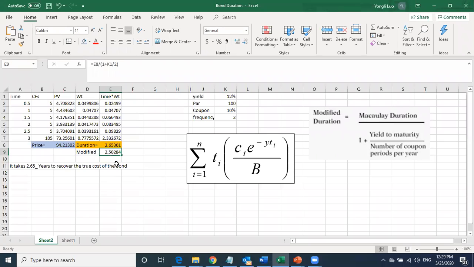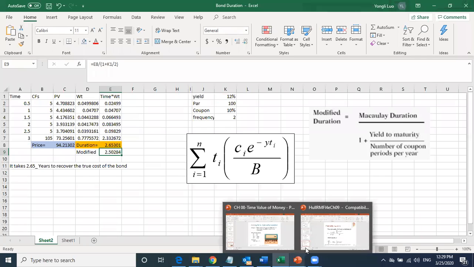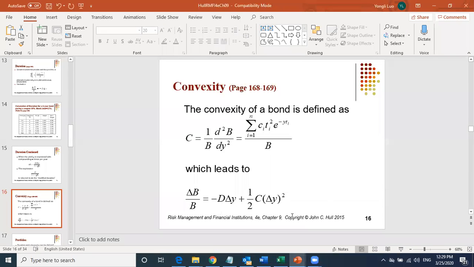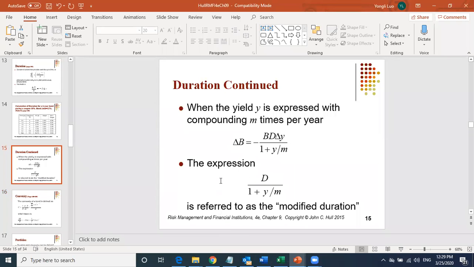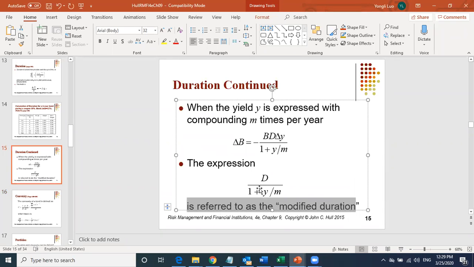So the modified duration is 2.5. Okay, any questions? So that's the expression of the modified duration. It is the duration divided by 1 plus the yield divided by the frequency. This is referred to as the modified duration.